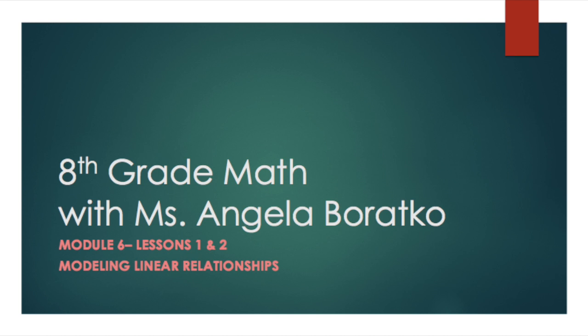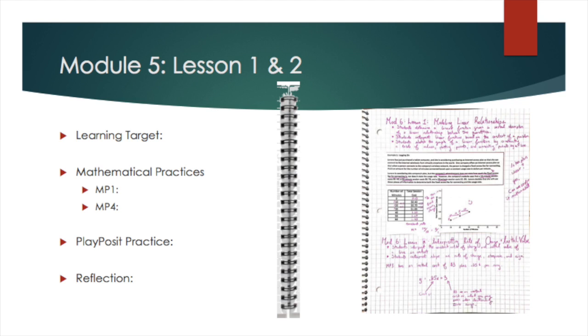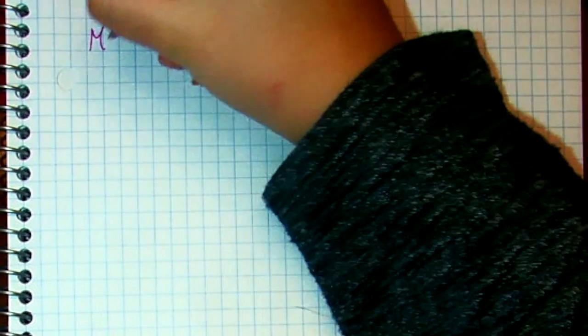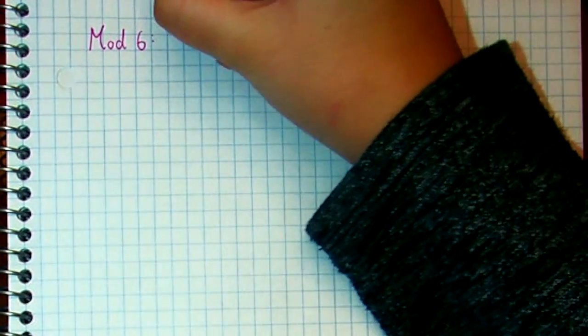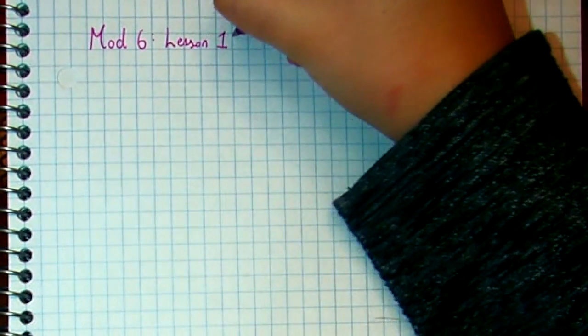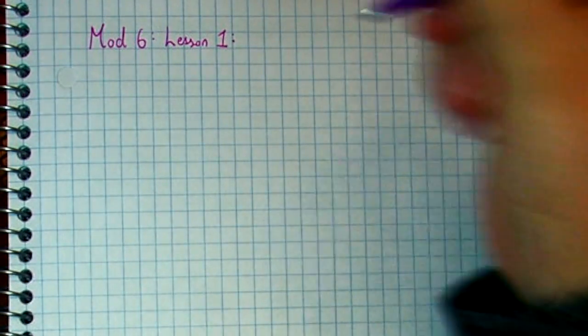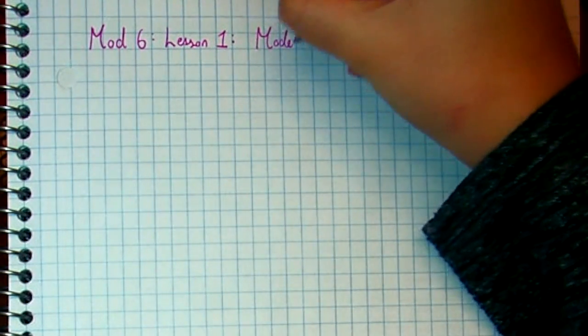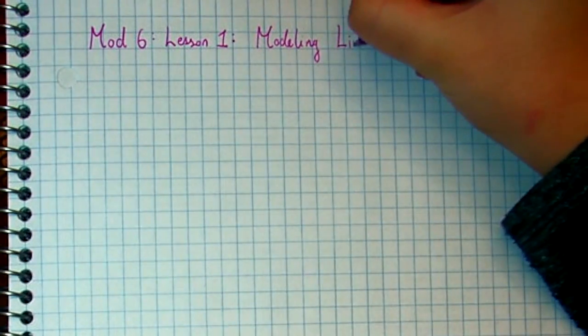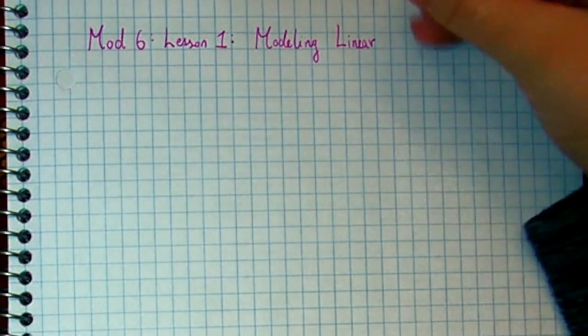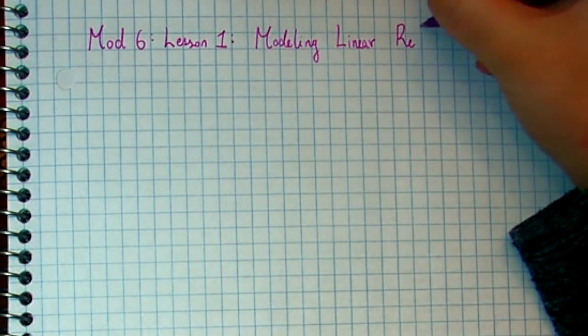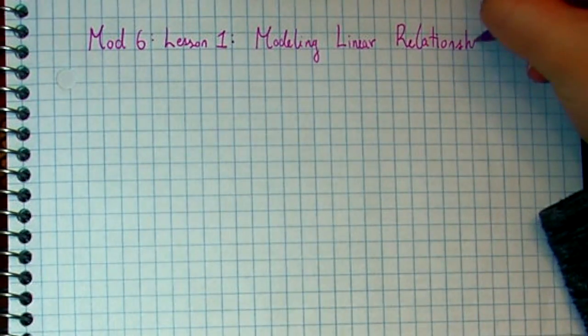Hi everyone, today we're looking at Module 6, Lessons 1 and 2, and we're focused on making linear representations of functions. So Lesson 1 says modeling linear relationships.